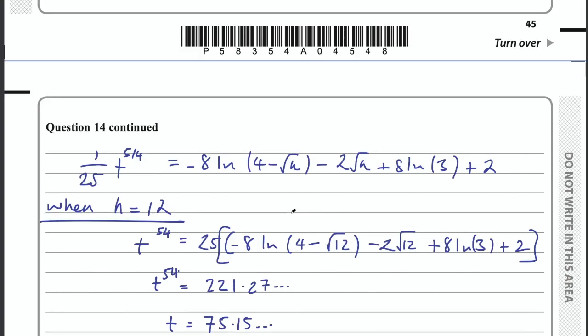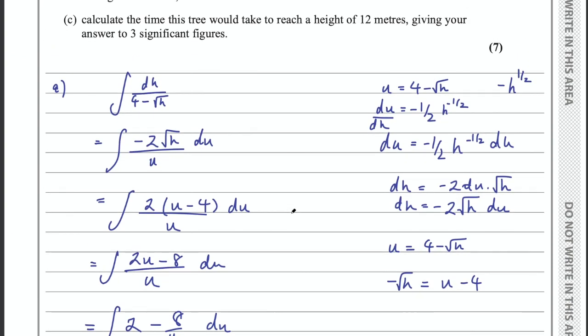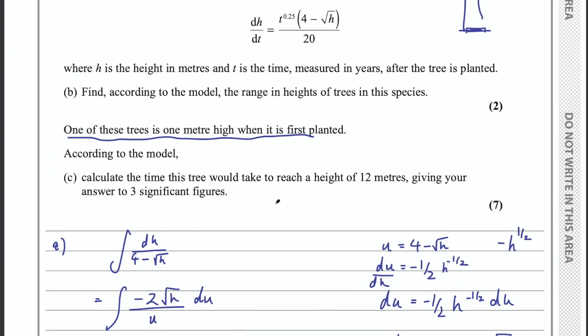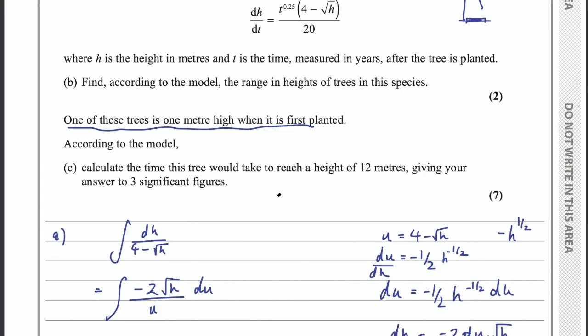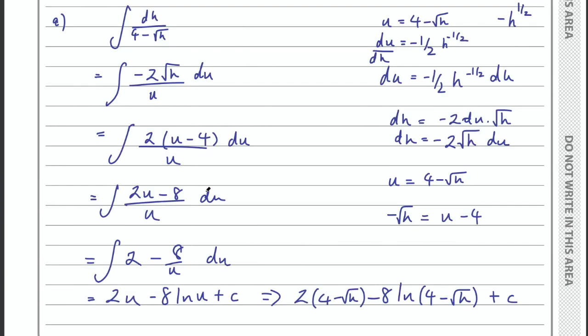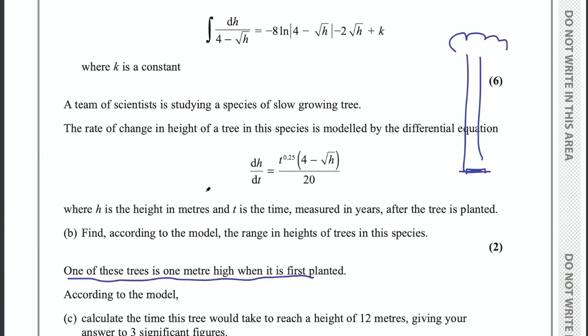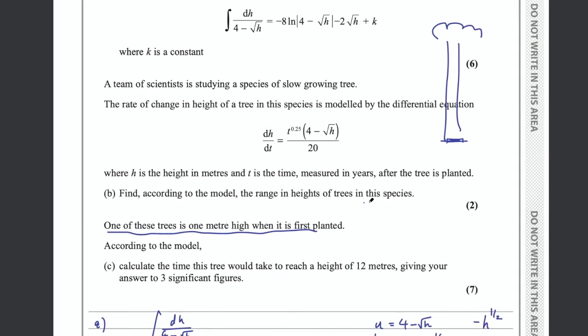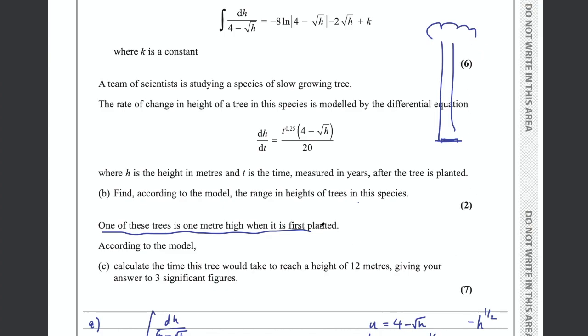And what was the question asking again? It was saying to 3 significant figures. So give the time to 3 significant figures. So this would be then rounded off to 75.2 years for the time. So the time it took the tree to grow to 12 meters was 75.2 years. Okay, there we go. That was question 14 and the end of the paper. So that question alone was worth 15 marks.